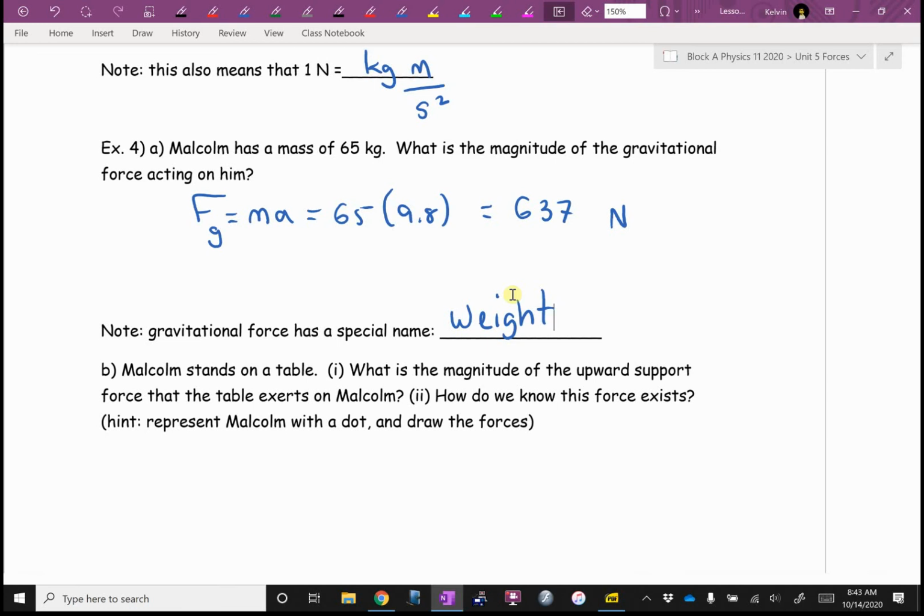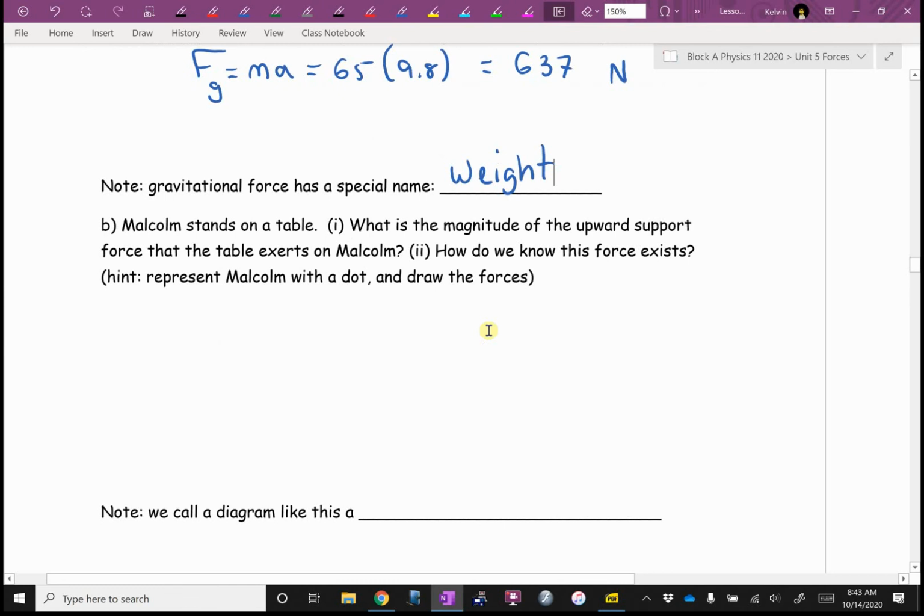Well, first of all, part B. Malcolm stands on a table. I don't have Malcolm here, so, oh heck. Max, can you stand on that desk table behind you, please? Max's name begins with an M. He's going to be our Malcolm analog. Okay, see Max? Okay. What's the magnitude of the upwards force that the table exerts on Malcolm?